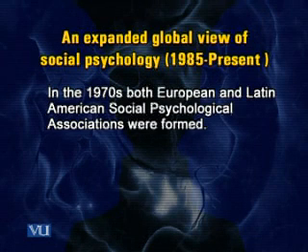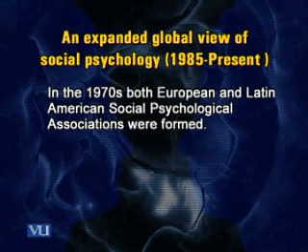And that period is from 1985 to present. If you look at this slide, you could see that different kinds of developments happened during this period, which started actually from 1985. In the 1970s, both European and Latin American social psychological associations were formed. And until now, social psychology was more popular in the USA only. More work was conducted in the USA, and people who had migrated from Europe were also conducting research in the same country.